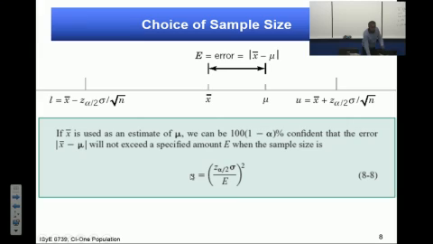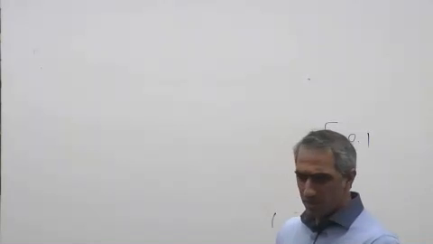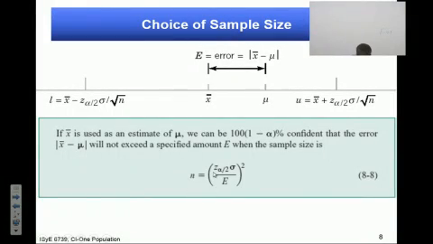Okay? So if you want your estimation error to be less than E with the confidence of 1 minus alpha, then your sample size should be this. So this is known, and your E is the number that you give. Let's say if I want E equal to 0.1, I just replace E by 0.1. But how can I derive this n?